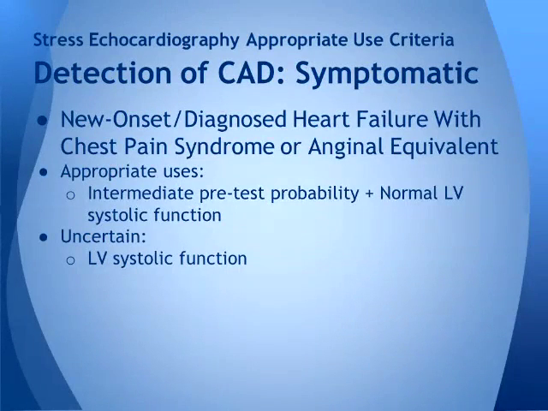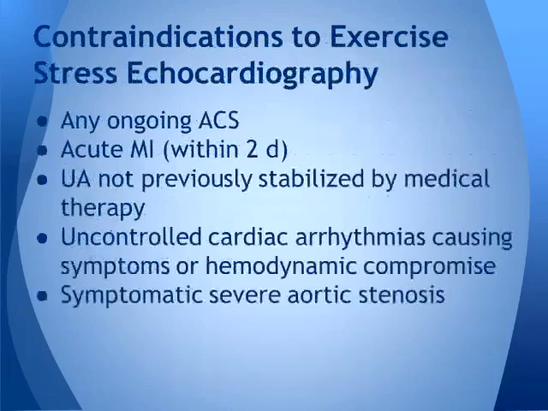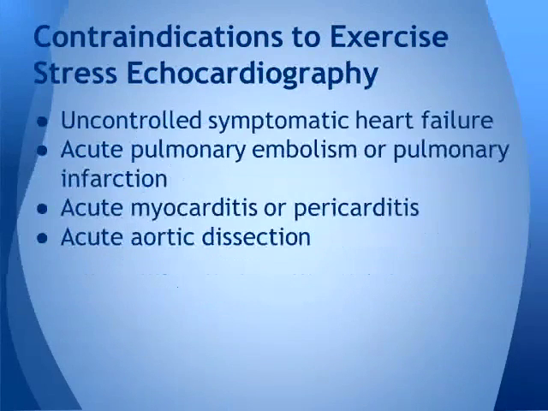This is a little additional information for stress echo. It's appropriate to stress them when they have intermediate pretest probability and normal LV function. It's an uncertain indication to do a dobutamine or stress echo to assess LV systolic function in these patients. So you just need a baseline echo. So contraindications to exercise stress echo, they're the same thing as stress testing. No ACS, MI, unstable angina, et cetera. We've covered all that before.